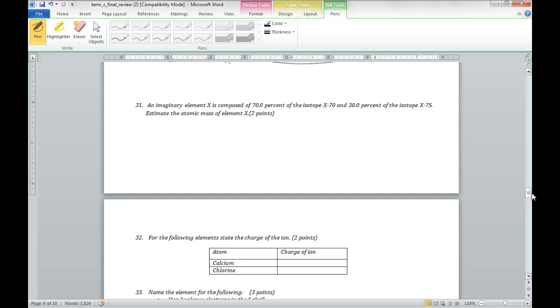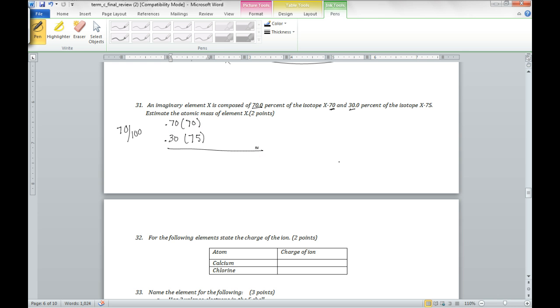Percent abundance. It says imaginary element X is composed of 70% of isotope 70 and 30% of isotope 75. Estimate the mass. Okay, so first of all, you have to take this out of the percent, so it's going to be 0.70. And we have to multiply it by the mass of the isotope, which is 70. Then we're going to take 30 out of its percent, which is 0.30. If you don't know how to do that, it's 70 divided by 100. It'll give you your decimal. And we have to multiply that by its mass. Then we're going to multiply these all together and then add them up together.